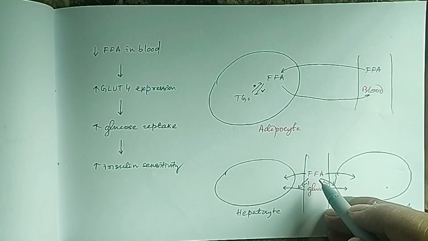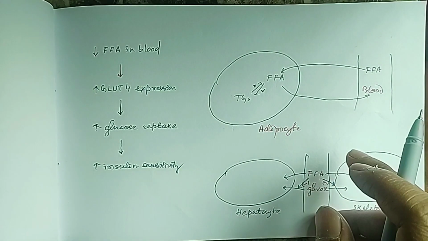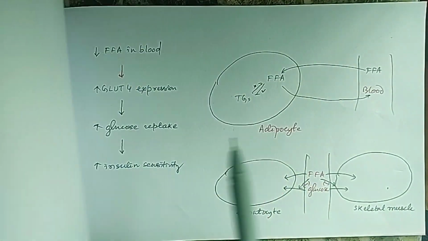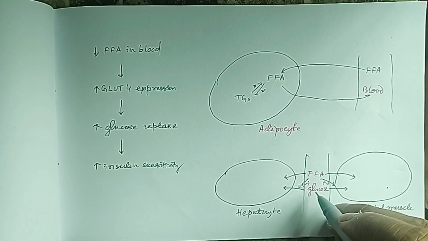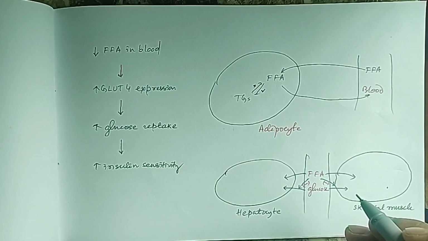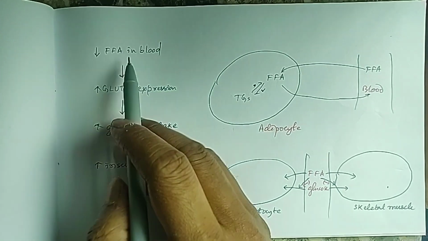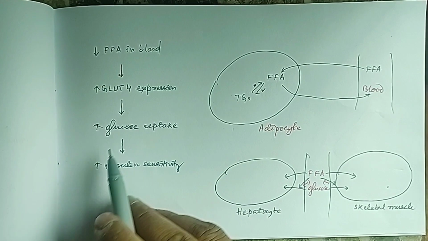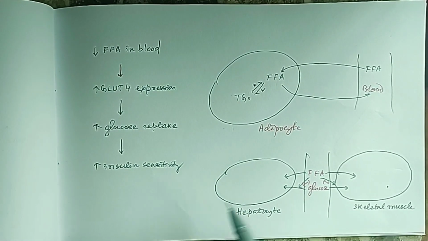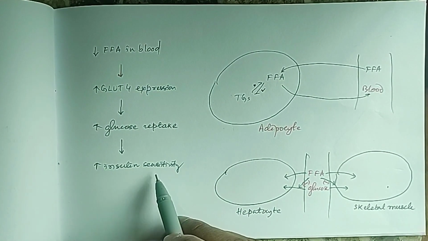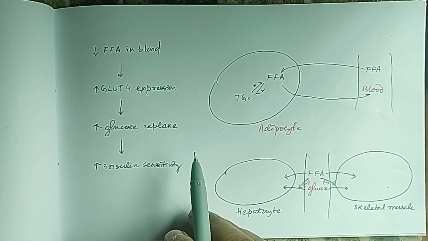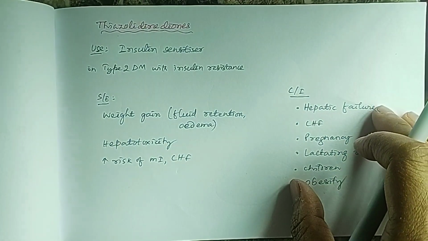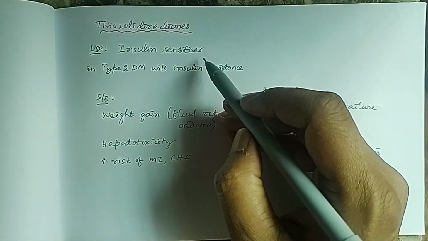So when there is a decrease in free fatty acid by thiazolidinediones, there is less free fatty acid to compete with glucose, so that will increase the glucose uptake, and the decrease in free fatty acid in blood will increase the GLUT4 expression, and there is increase in glucose uptake, and that increases the insulin sensitivity. So in case of insulin resistance, we can use thiazolidinediones as an insulin sensitizer.